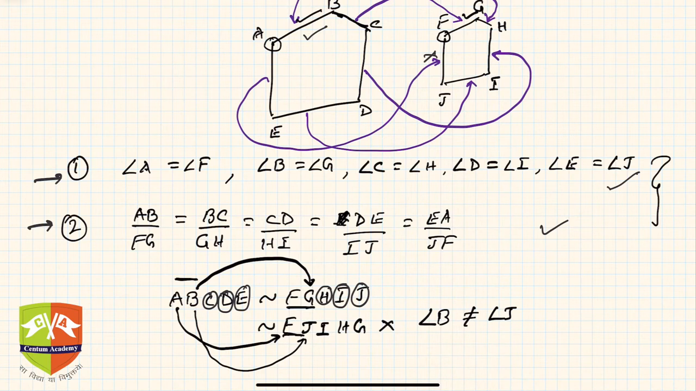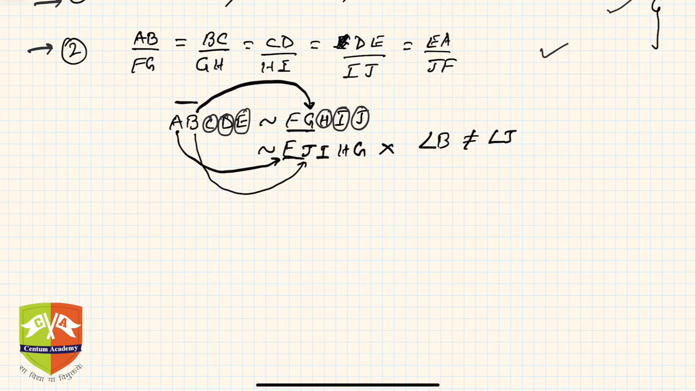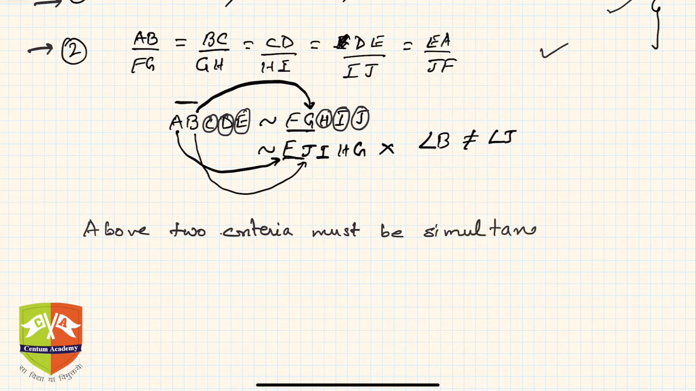For triangles, these two criteria, let me write it down. I'm writing that the above two criteria must be simultaneously true. That means both should hold true. If one is true, another is not true, then these polygons are not similar, and vice versa. But triangles are an exception. Triangles, because of the virtue of their geometry, are an exception.